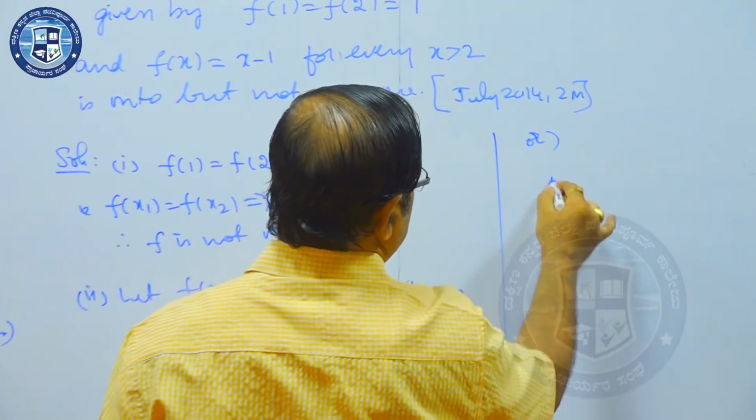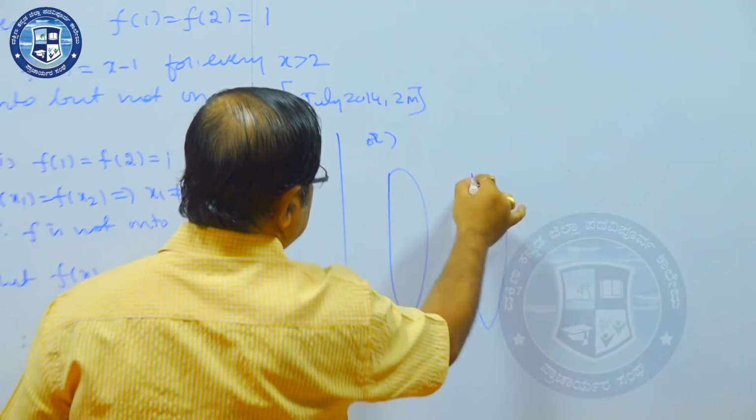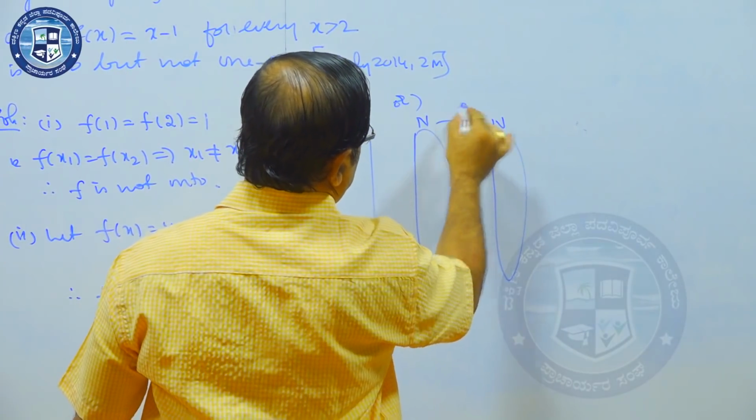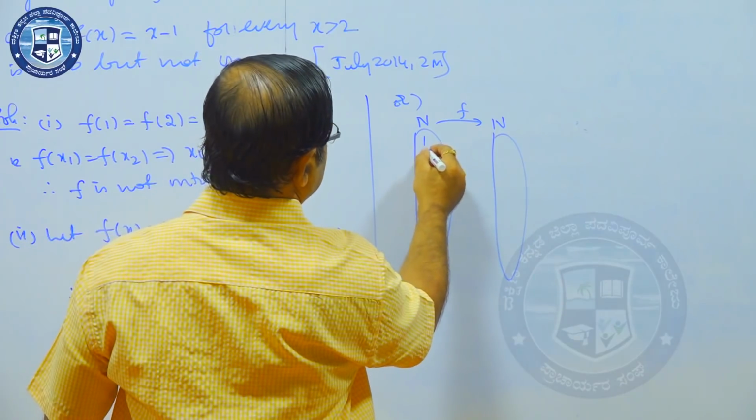Or you can also work it out like this. See, even this is possible. Let us consider this, that is N to N. What do you find now? These are the elements.